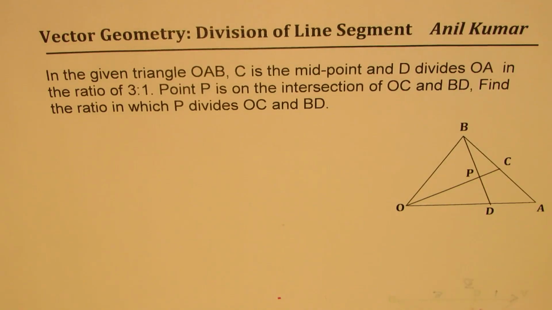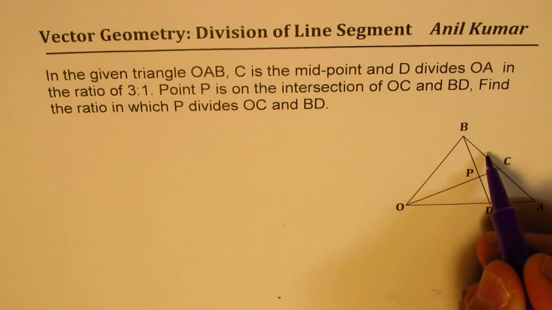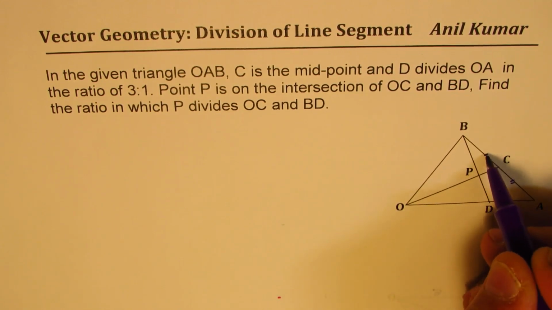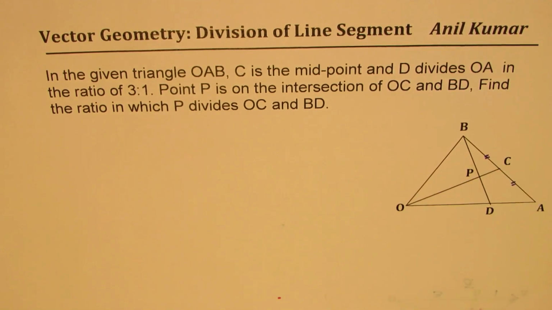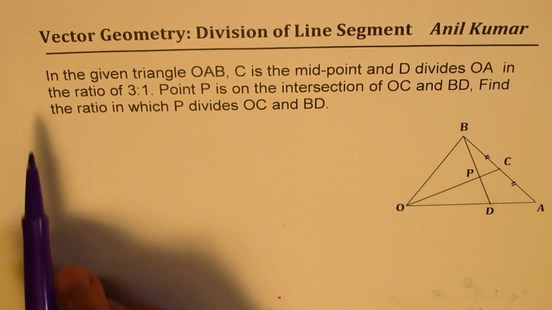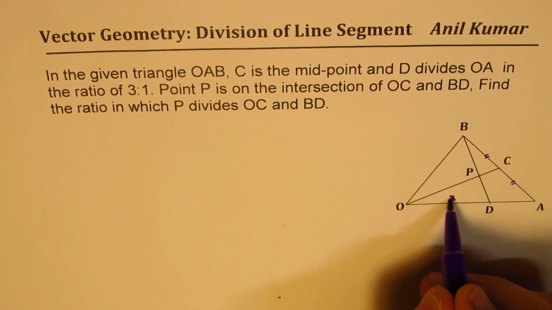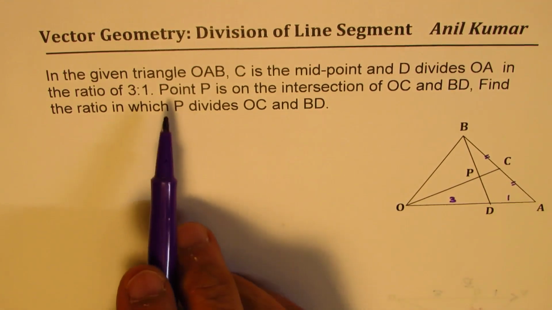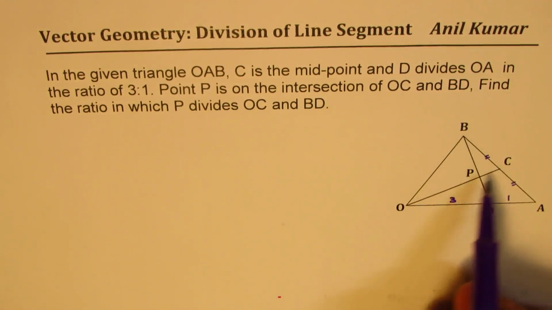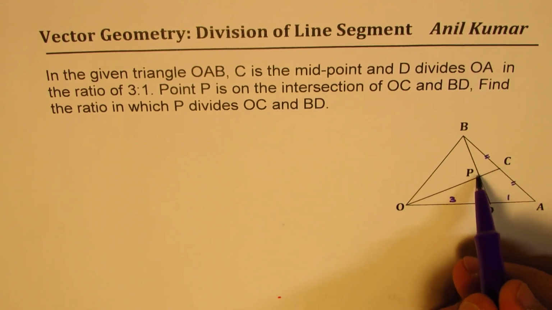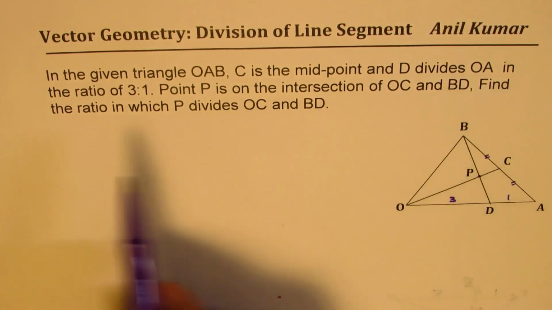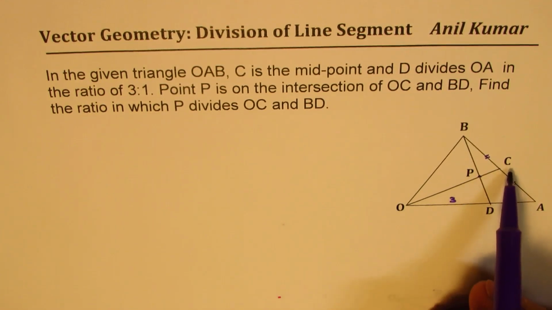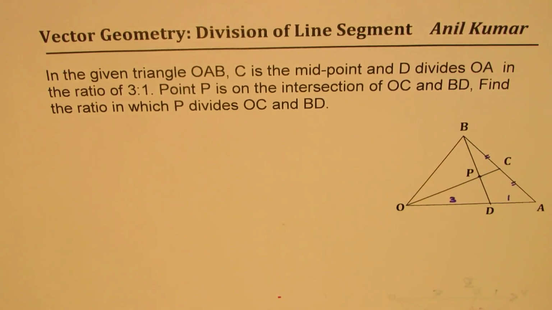The question here is, in the given triangle OAB, C is the midpoint, so that means this divides it into equal ratios. And D divides OA in the ratio of 3:1. So this is 3 and that is 1. Point P is on the intersection of OC and BD. So this is point P for us. Find the ratio in which P divides OC and BD, right? So here we need to find the ratio in which P divides both these vectors OC and BD.